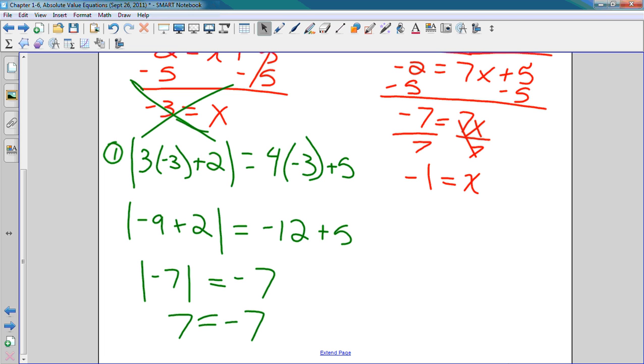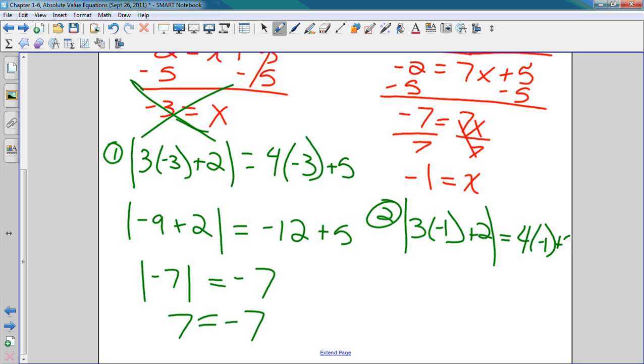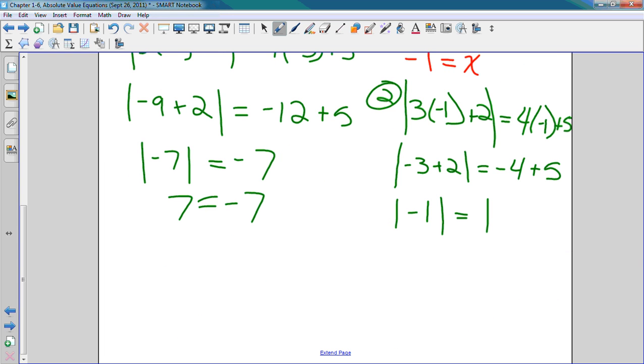Okay, so check number 2, the absolute value of 3 times negative 1 plus 2 equals 4 times negative 1 plus 5. So I have absolute value of negative 3 plus 2 equals negative 4 plus 5. This gives me the absolute value of negative 1. This gives me 1. So does 1 equal 1? Yeah. Okay, so this one is the only solution to that one.